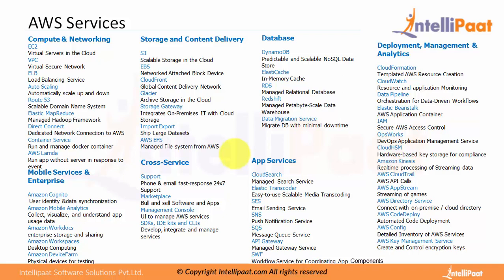Amazon WorkDocs is an enterprise storage and sharing service. Amazon WorkSpaces is a desktop-class computing service. It's a virtual desktop on demand from Amazon. Amazon Device Farm is a farm for physical devices. Rather, Amazon has mobile devices, and when you want to test your mobile applications, you can use Amazon Device Farm to test your applications.